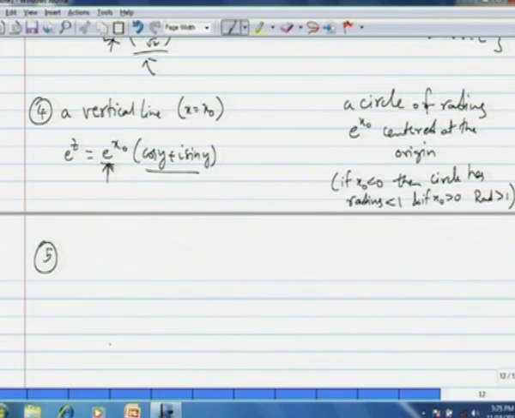Next we have the image of a strip. Now we will look at the image of regions. Image of a strip 0 less than or equal to y less than 2 pi. This is essentially the set z equals x plus i y such that y is in between 0 and 2 pi. This is the collective image of all the horizontal lines lying between y equals 0 and y equals 2 pi, including y equals 0, but not including y equals 2 pi.